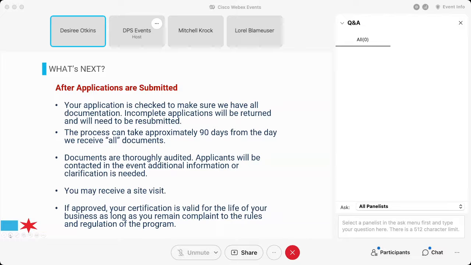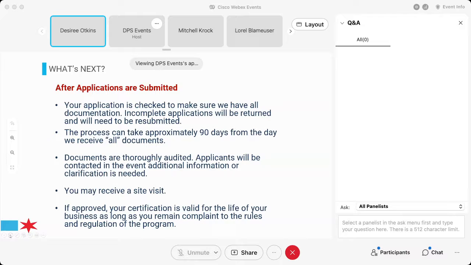This is also a recent change. Previously, those that were approved for certification, it was a 5-year certification. And every 5 years, you would have to recertify. That's no longer the case. We want you to be able to feel comfortable and confident that your certification and your opportunities are available to you for the life that you are in control or your business is active. But we also need to make sure that you do remain compliant to the rules and regulations.